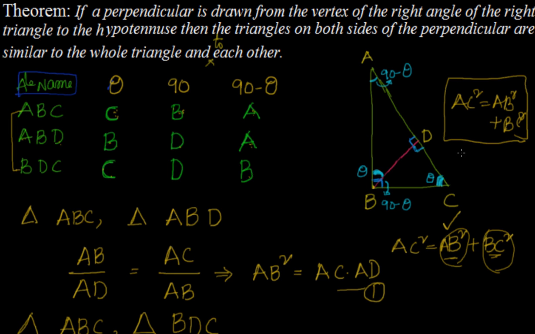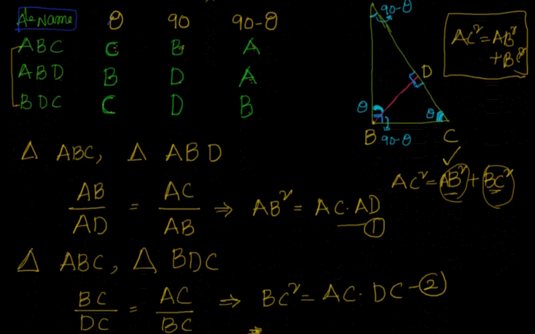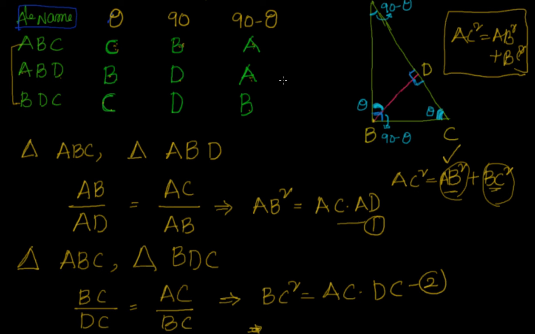Which side corresponds to which side, you can easily find out once you have placed them according to the angles, because in similar triangles the corresponding angles are the same and the corresponding sides are in proportion. Now I have taken ABC and ABD. Our idea is to prove Pythagoras, so we want to say AC square equal to AB square plus BC square. So I have to find AB square. For that I have taken ABC and ABD, where I have AB. So AB by AD is AC by AB.